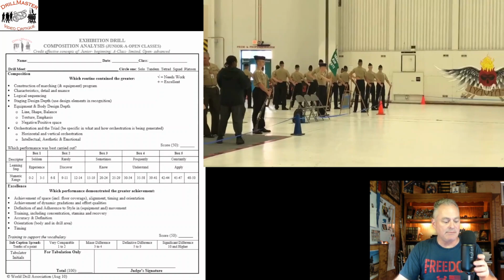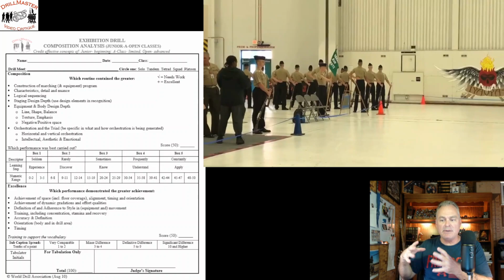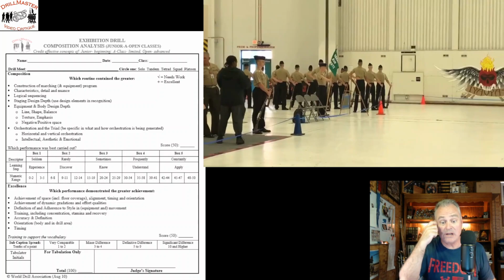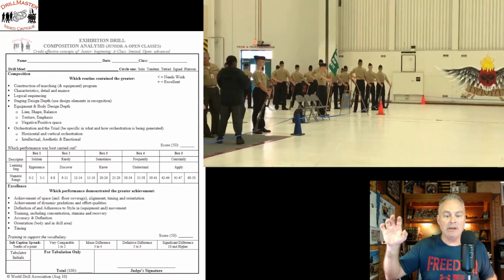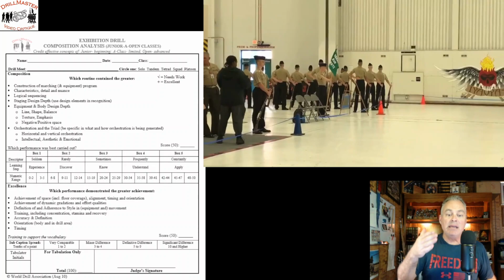Then we have a staging. We did staging, design, depth, equipment, and body design depth. Now, staging design depth means where they are as far as the performance is concerned. Are they away from the audience doing little technical work with the rifle that the audience can't see? If they're far away from the audience, and this is unfortunate because they're performing to a wall, with no ability of anybody to watch the performance except from the rear, which is very unfortunate, but the location of where they are, the staging of where they are. So think of the drill deck as a stage, and where are they and how are they performing during that time. So then we have equipment and body depth and design.